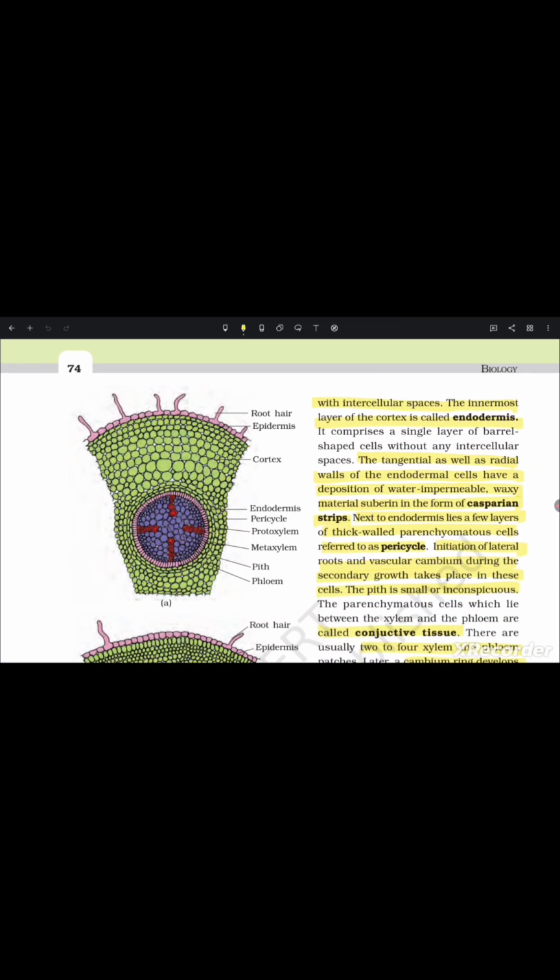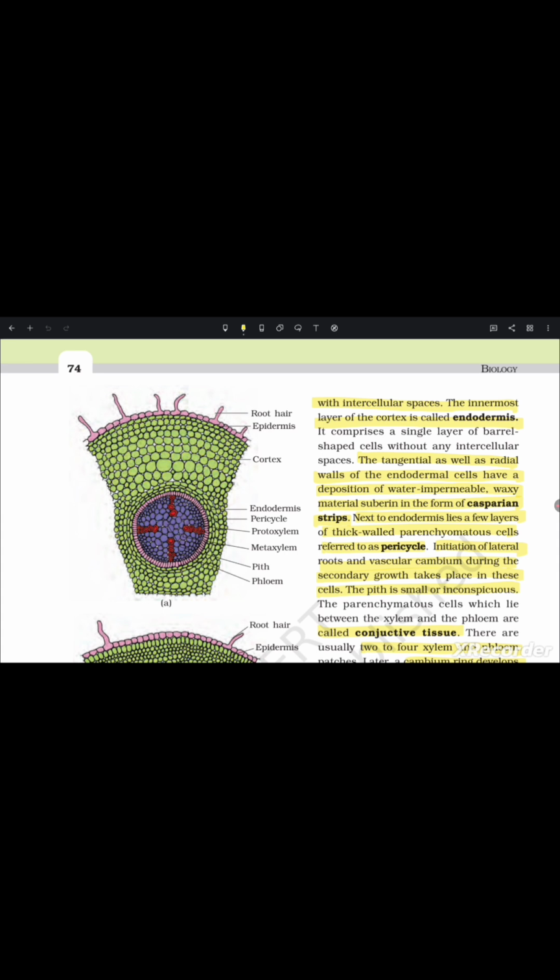The cortex consists of several layers of thin-walled parenchyma cells with intercellular spaces. The innermost layer of cortex is called endodermis. It comprises a single layer of barrel-shaped cells without any intercellular spaces. The tangential as well as radial walls of the endodermal cells have a deposition of water impermeable waxy material suberin in the form of Casparian strips. Next to endodermis lies a few layers of thick-walled parenchymatous cells referred to as pericycle. Initiation of lateral roots and vascular cambium during the secondary growth take place in these cells.